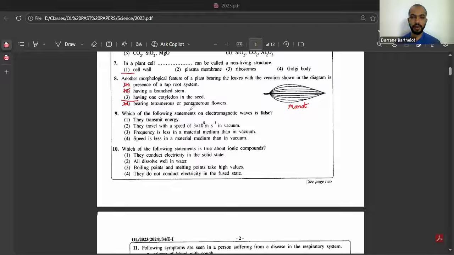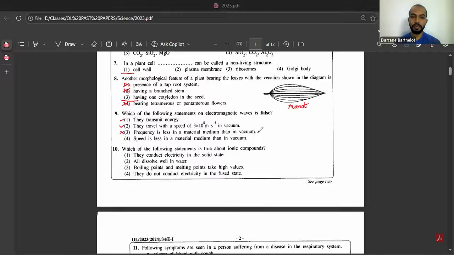Question number 9. Which of the following statements on electromagnetic waves is false? They transmit energy. That's correct. All waves transmit energy, right? Including mechanical waves as well. Second, they travel with a speed of 3 × 10⁸ m s⁻¹ in vacuum. That's also correct. It's a feature of electromagnetic waves. Then the frequency is less in a material medium than in vacuum. No.